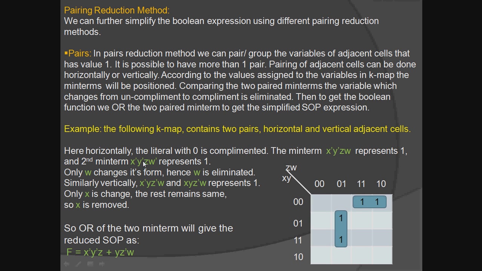So here we OR the two min terms, which will give the reduced SOP as f equals, function equals, so in the first one, since we removed w, we'll get x complement y complement z plus, since we are ORing it, right, then y z complement w, right? So this way we can reduce the min terms and we can reduce the expression, the SOP expression.